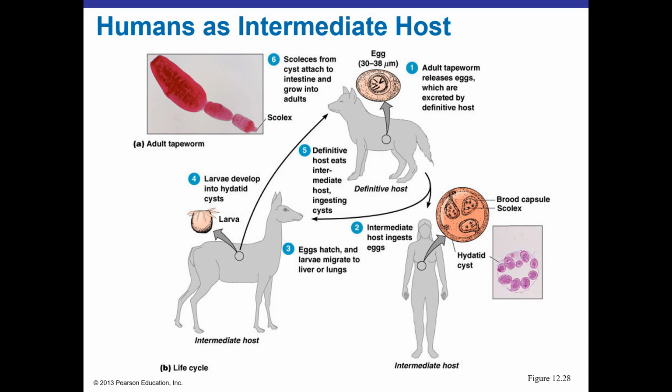It is problematic, however, that these hydatid cysts can get rather large and can impede function. So they can sometimes be found in lungs, in the brain, in the liver. And so therefore, that is problematic for us as well, even though we're not completing the life cycle.